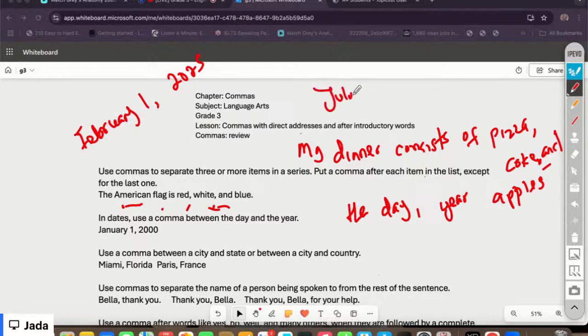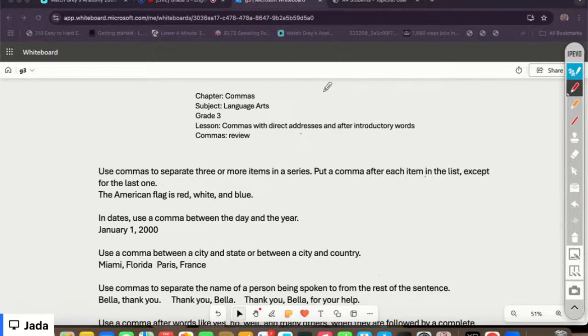You cannot put a comma in between the month and the date. You put the comma in between the date and then the year. Okay, so that's the day that you were born or the day that something is happening. Just like today, February 14 is Valentine's Day, right? So we have February 14, 2025. All right, so you have to put the comma between the day and then the year.